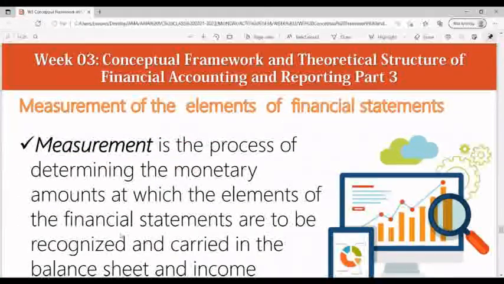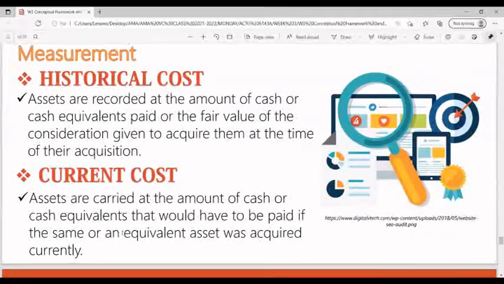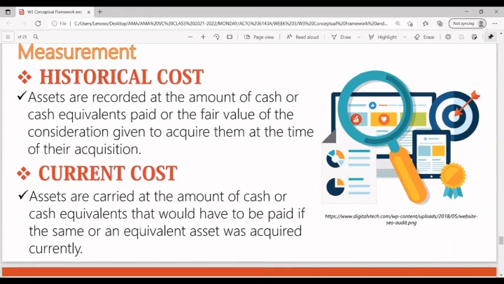For the measurement of the elements of financial statement, it is the process of determining the monetary amounts at which the elements of the financial statement are to be recognized and carried in the balance sheet and income statements. For measurement, historical costs: assets are recorded at the amount of cash or cash equivalent paid, or the fair value of the consideration given to acquire them at the time of their acquisition. For the current costs, assets are carried at the amount of cash or cash equivalents that would have to be paid if the same or an equivalent asset was acquired currently.